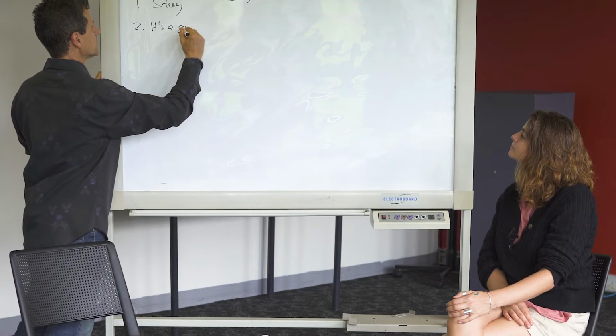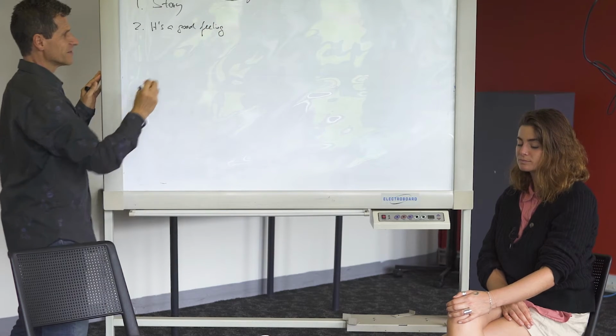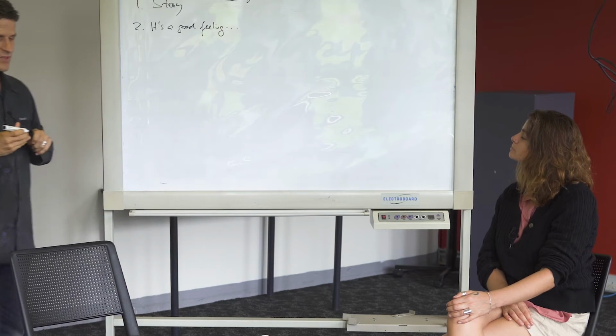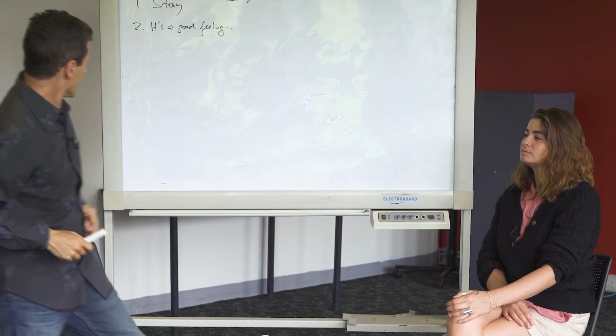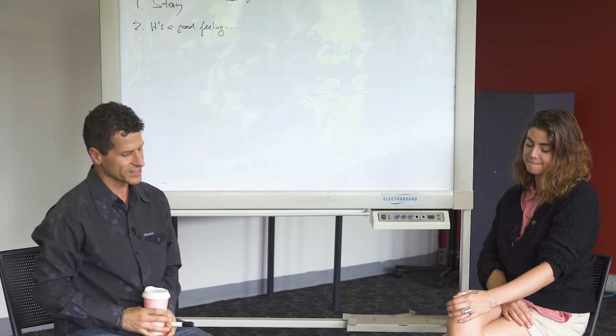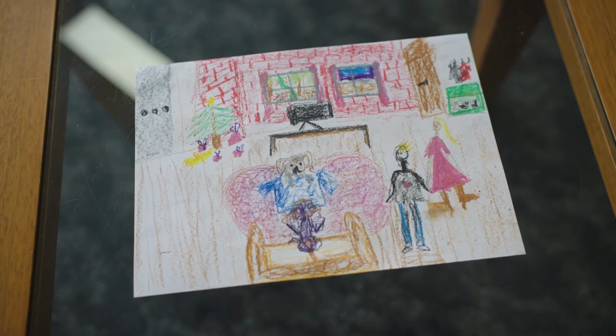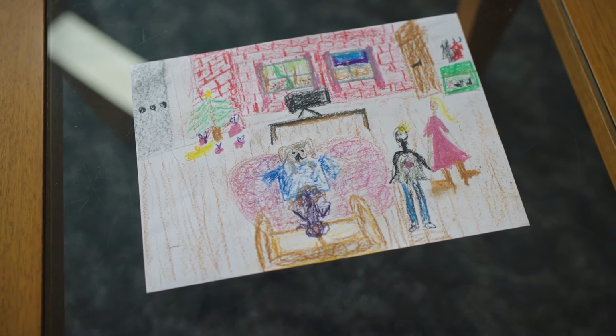Number 2. It's a good feeling. So now, Alicia, I would like you to look at your picture and form a couple of sentences, and they all should start, it's a good feeling. It's a good feeling when your mum says there's a present waiting for you in the lounge room. When a present is waiting for you. It's a good feeling when mum shows you how much she loves you.